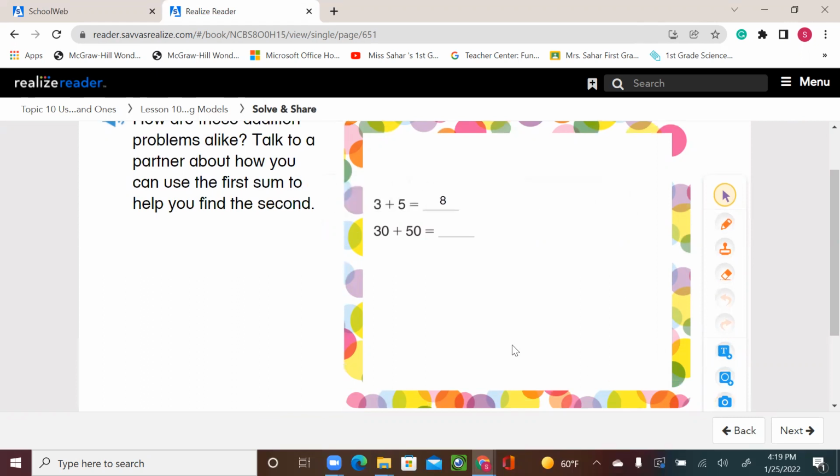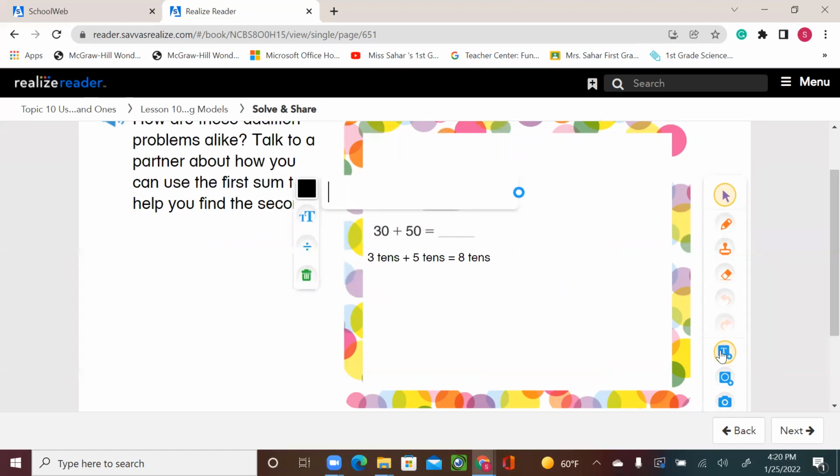So let's see, 8. Now, when I have 30 plus 50, that means 3 tens plus 5 tens. 3 tens plus 5 tens equals 8 tens. Let's write this down. So 3 tens plus 5 tens equals 3 plus 5, again, we said 8, equals 8 tens, right? So we put this down.